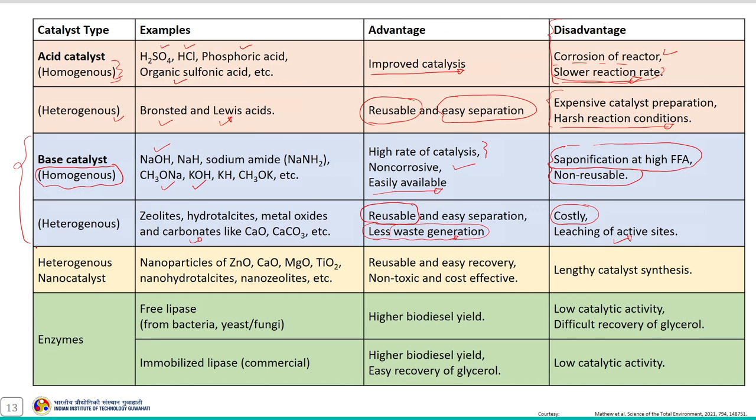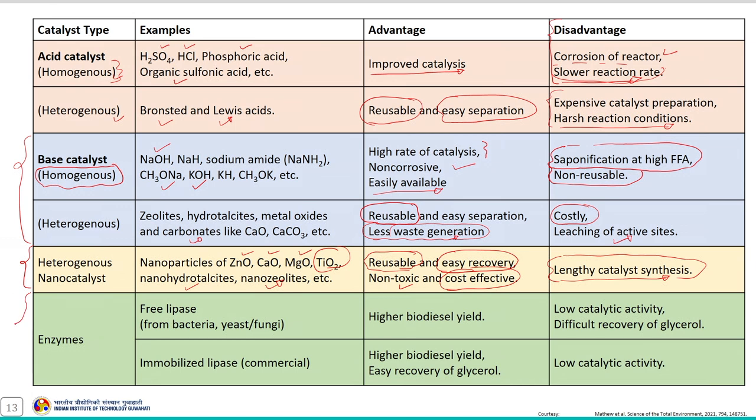And the new class of catalysts which are being used for the transesterification reaction includes the heterogeneous nanocatalysts, including nanoparticles of zinc oxide, calcium oxide, magnesium oxide and titanium dioxide, as well as nanohydrotalcites and nanozeolites. The advantage of this heterogeneous nanocatalyst includes easy separation, easy recovery and reusability, non-toxicity, and even cost effectiveness. However, the limitation is the lengthy catalyst synthesis process, and this is the major limitation of use of this particular catalyst for the transesterification process.